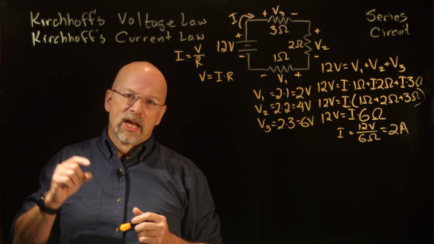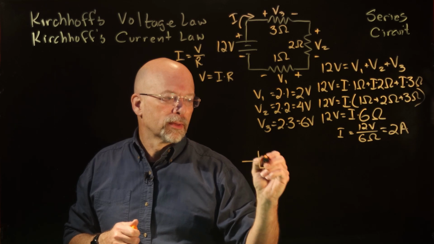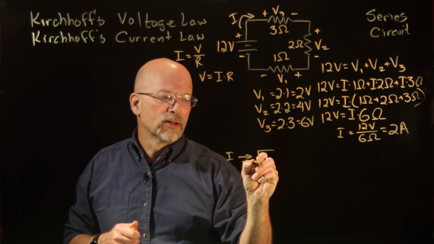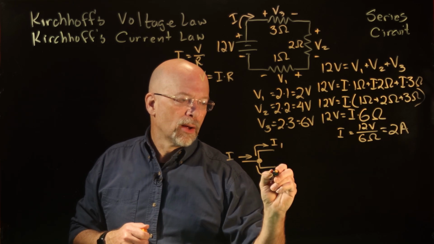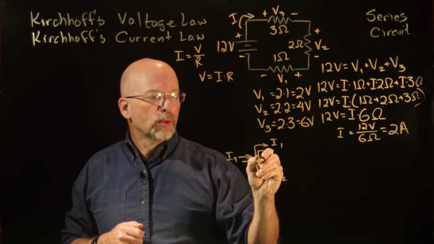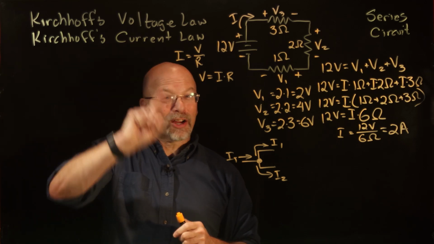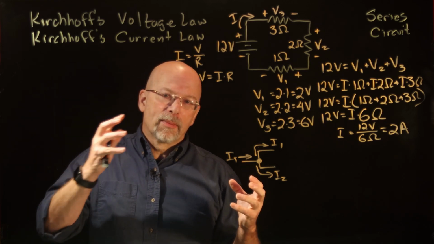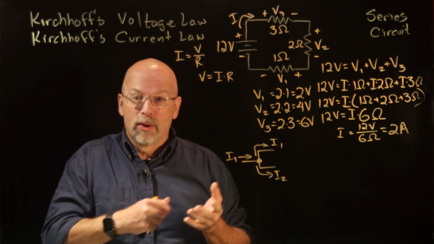Kirchhoff's current law says that if you have a current coming into, and I'm going to temporarily draw something here, if I have a current coming in to, and this guy right here is called a node, then the current that comes out, we'll just say I1 and I2. So the I total is equal to the current I1 plus I2. Let me try that a little bit differently, because that's not quite what Kirchhoff's current law says. Kirchhoff's current law says that the sum of the currents coming into the node is equal to the sum of currents going out of a node. And that's really kind of what I'm saying here.